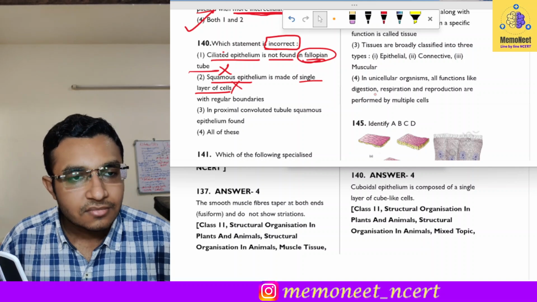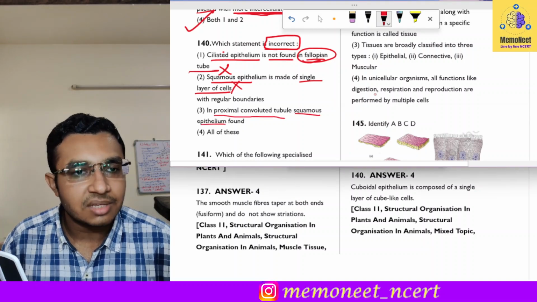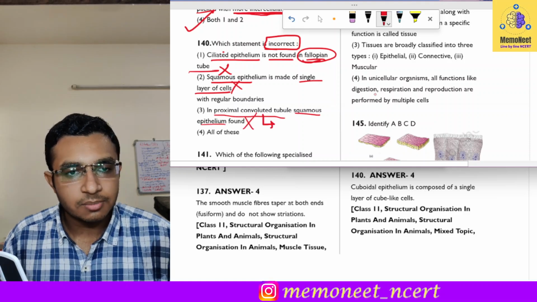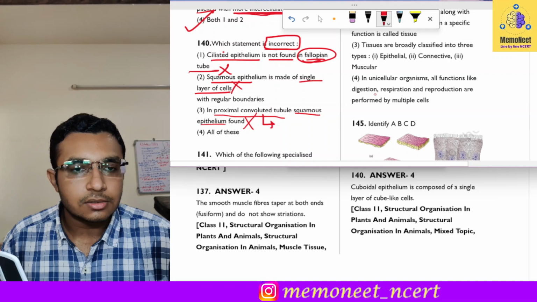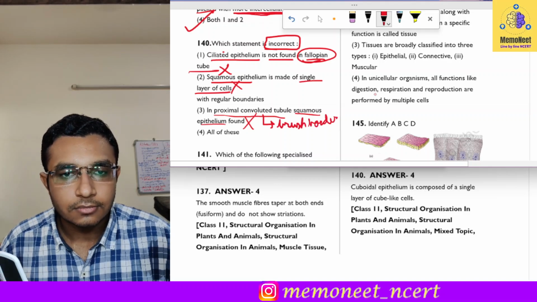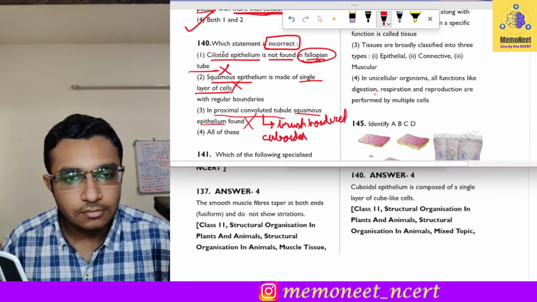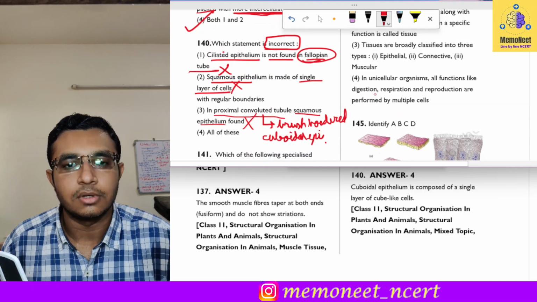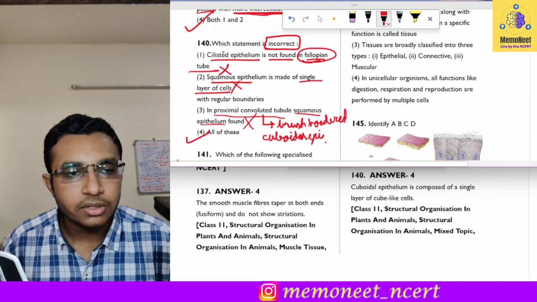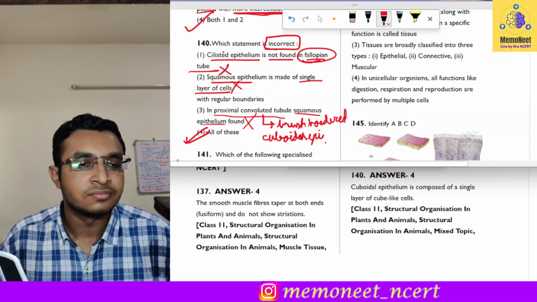The third statement is in the proximal convoluted tubule, squamous epithelium is found. So this is also incorrect. Why? Because in the proximal convoluted tubule, the brush bordered cuboidal epithelium is found. It is not of squamous type, so that is also incorrect. So all the above 4 statements are incorrect. So the correct answer is option 4.